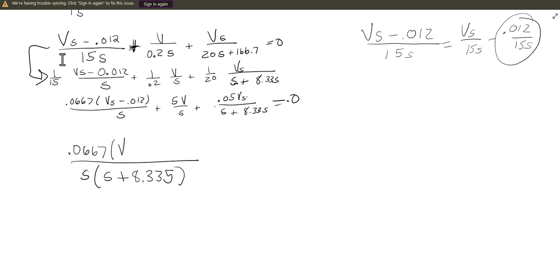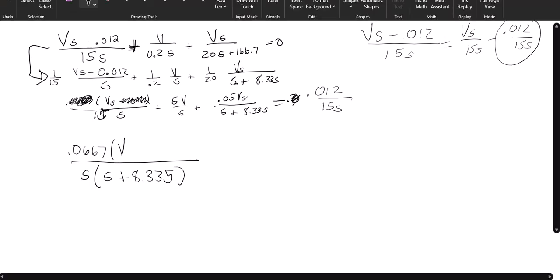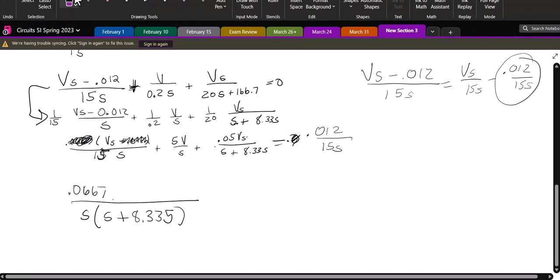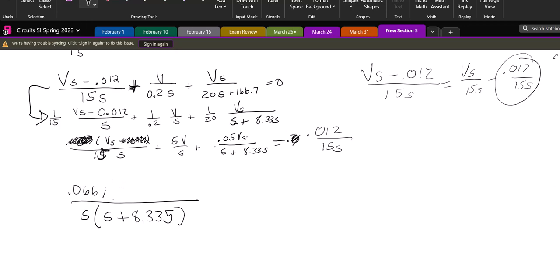So let's just leave that 15 there for now. I broke this up into two pieces, and I'm going to take this to the other side. I'll add it, so plus that to both sides. So on this side I have 0.012 over 15S. Okay, so that means that what I have in the numerator here is really just 0.0667 VS.